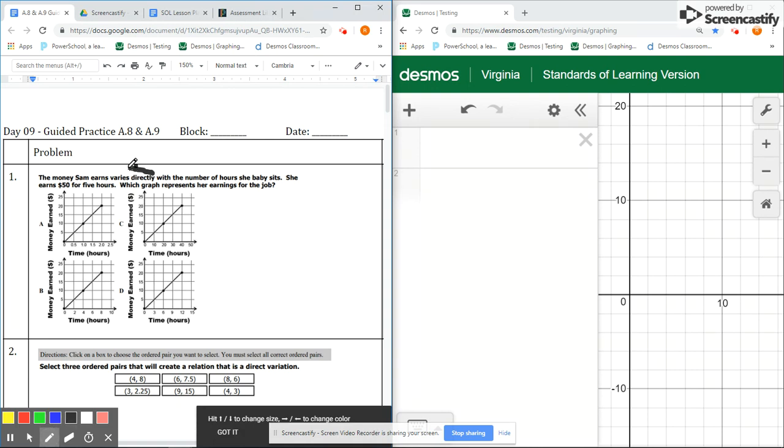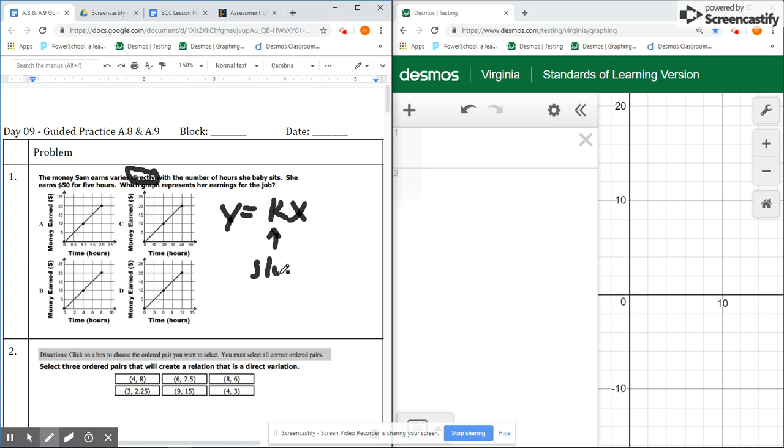Remember that direct variation means y equals kx. Okay, remember that k is the same as slope. And basically what we want to do here is see which of these 4 graphs has the same slope based on how much Sam earns, $50 for 5 hours.